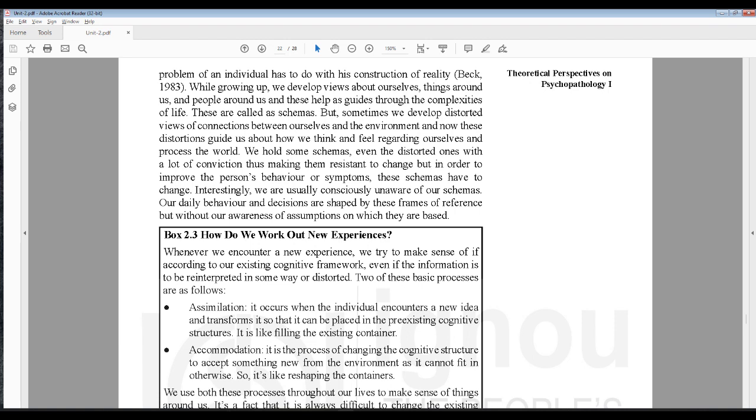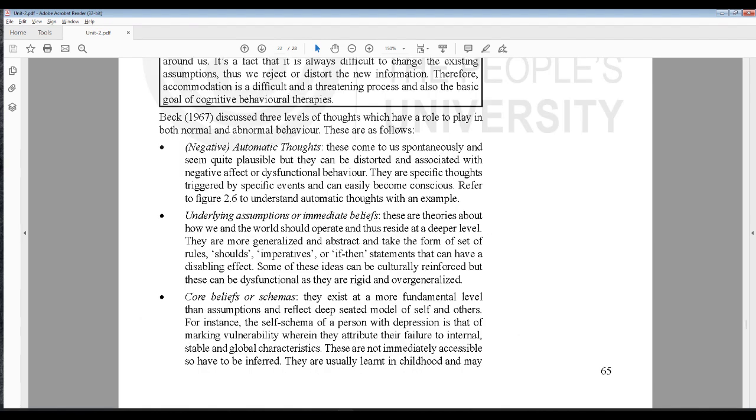We use both these processes throughout our lives to make sense of things around us. It's a fact that it is always difficult to change the existing assumptions, thus we reject or distort the new information. Therefore, accommodation is a difficult and a threatening process and also the basic goal of cognitive behavioral therapies.